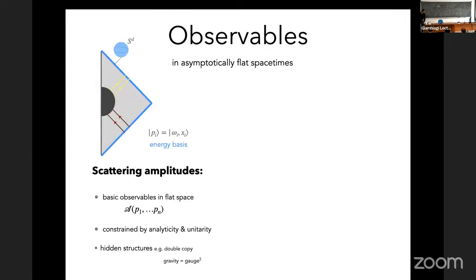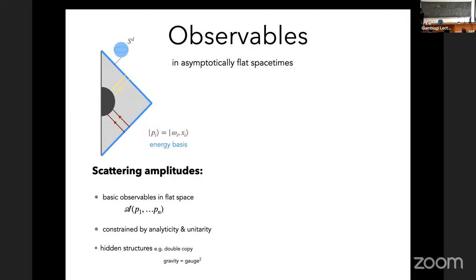Okay. So the observables in asymptotically flat spacetime are scattering amplitudes, as you well know, and they are given as functions of the momenta, or more correctly, distributions. In the case of flat space, which I will restrict to, we describe massless particles by a momentum that we can label by an energy and by an angle, or a point on the celestial sphere where the particle goes to.